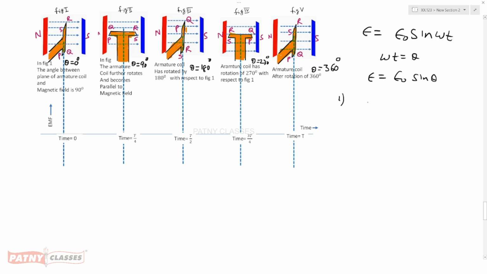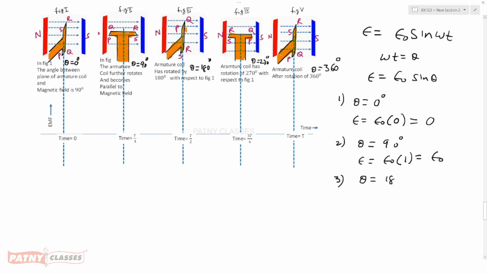For case number 1, theta equals 0 degrees. Therefore, E equals E0 into sine 0, which is 0, so E equals 0. And for case number 2, theta equals 90 degrees and E equals E0 into sine 90, which is 1, so E equals E0. I already told you that this is actually called epsilon, but I call it E. And for case 3, theta equals 180 degrees. Therefore, E equals E0 sine 180, and sine 180 is nothing but again 0.